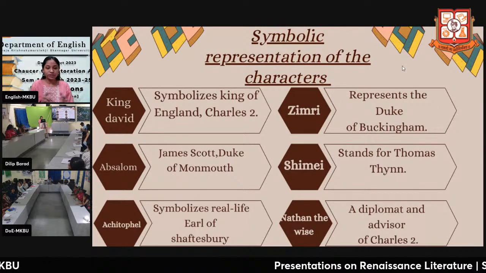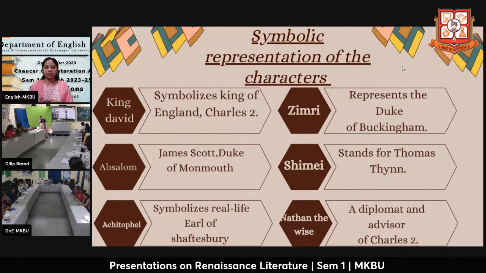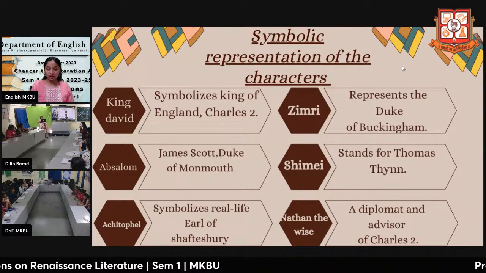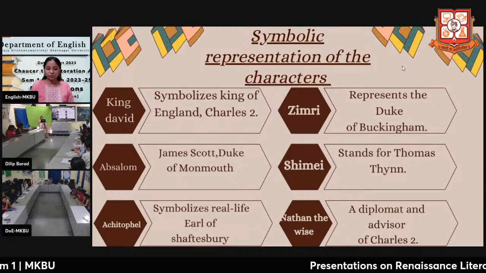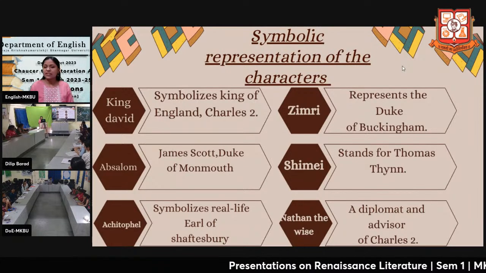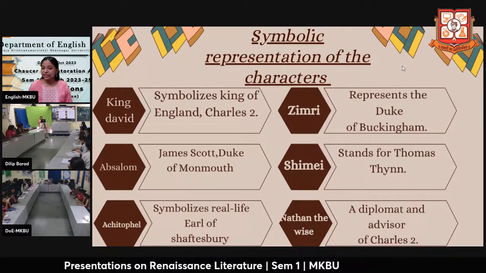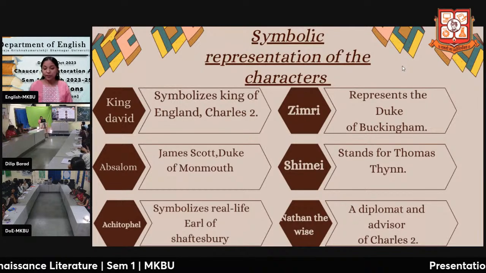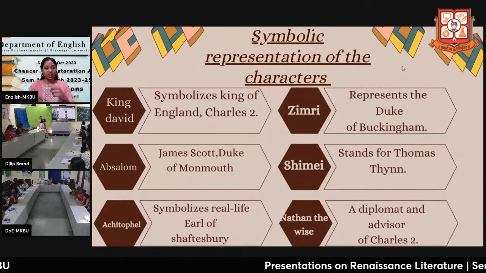Symbolic representation of characters we are taking over here is just to signify who is playing which role. King David symbolizes King of England, Charles II. Then Absalom, James Scott, Duke of Monmouth. Achitophel symbolizes the real life Earl of Shaftesbury. Then Zimri represents the Duke of Buckingham. Shimei stands for Thomas Thynne. And Nathan the Wise, a diplomat of David, like Charles II.